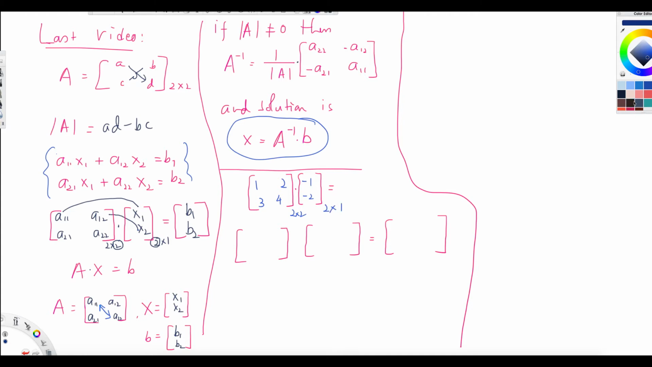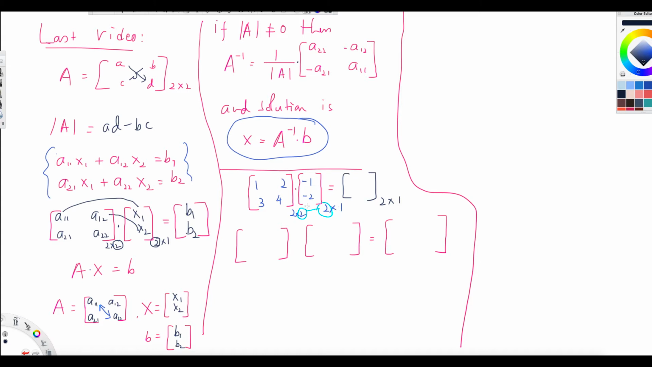See, these two numbers match each other, right? The number of columns of the first matrix and the number of rows of the second matrix match, so we can multiply. They match means we can multiply. If they don't match, we cannot multiply. Now, after you match them, you will get a matrix of size 2 by 1. That is the remaining numbers here, right?